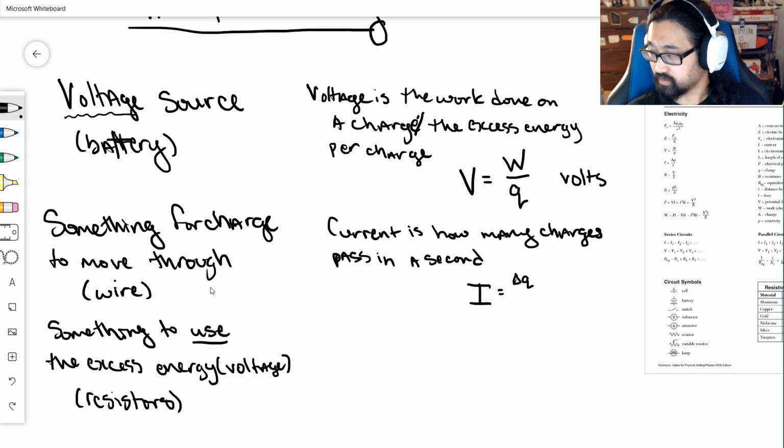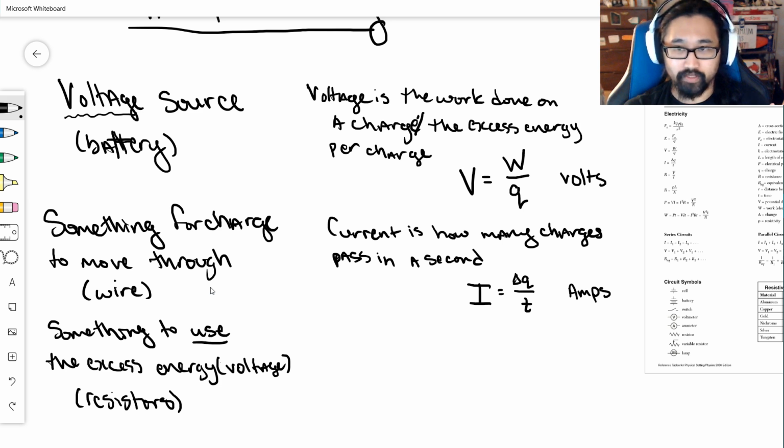Right? So current is represented by the letter I. It represents how many charges go by per unit second. We measure this in amps. The amperage, or the amps, that are in a circuit is how many charges go by. 1 amp is 1 charge per second. So if there's 1 charge that goes by every second, that's 1 amp. If we doubled it, it'd be 2 amps, and so on. Right? Now resistors have a property that we call, shockingly, resistance.